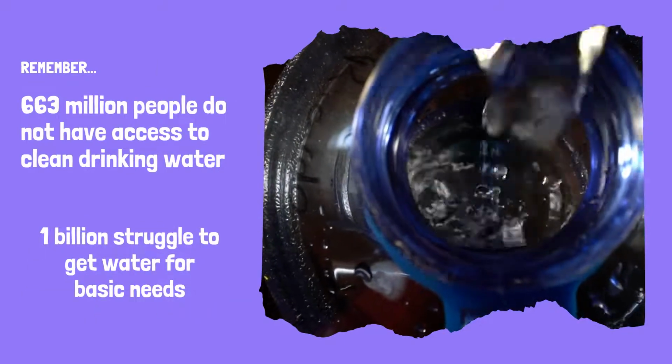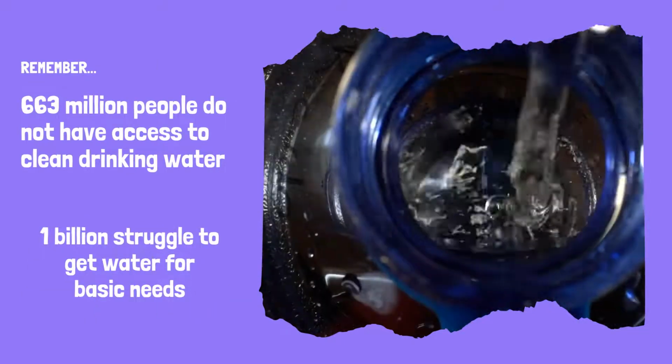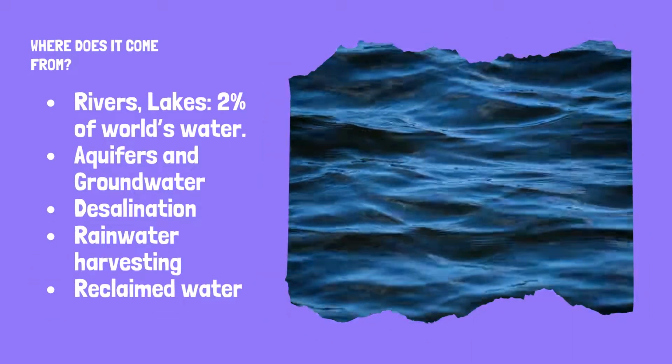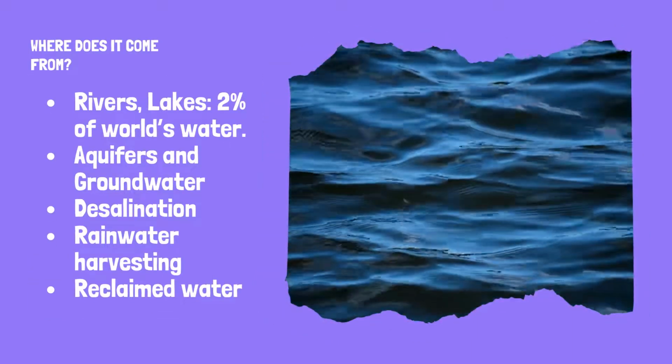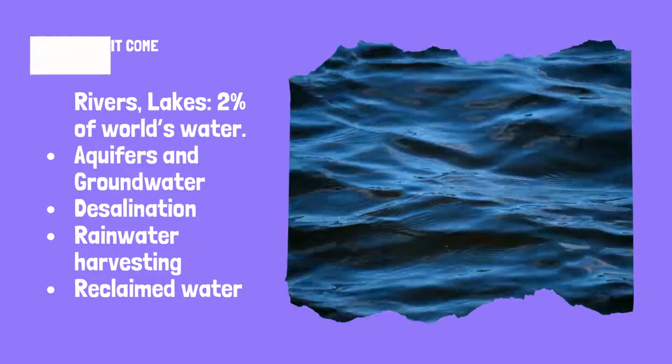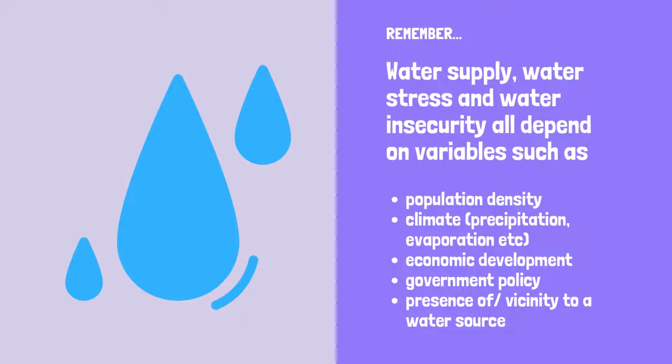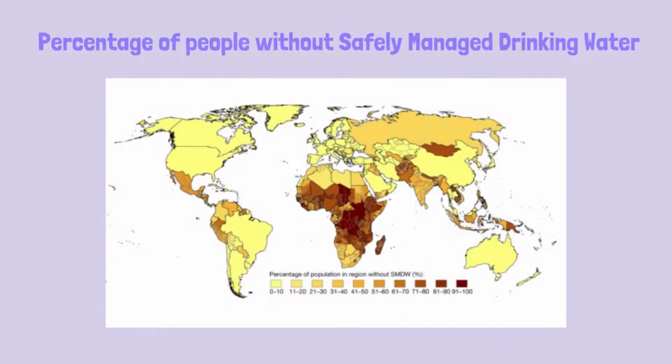Remember, there is an unequal nature to the global access to water. It's important to remember the limited sources and where water comes from. Access to water is affected by socioeconomic and geopolitical issues. This map shows the link between safely managed drinking water and climate.